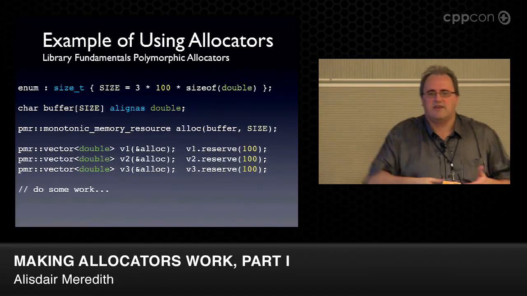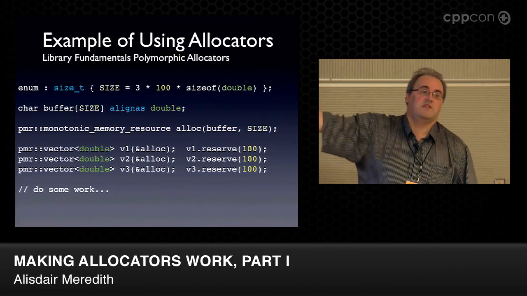Another question in the middle here. Why are you doing a character buffer and then aligning as double? Why don't you just do a double array? So the question is, why am I creating a character buffer and aligning it rather than creating an array of doubles in the first place?